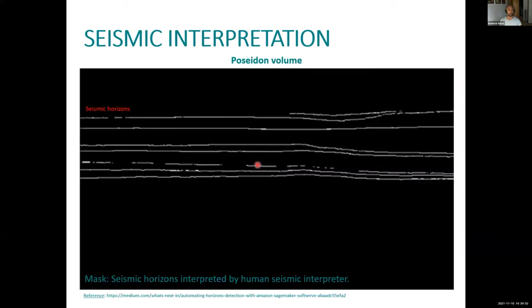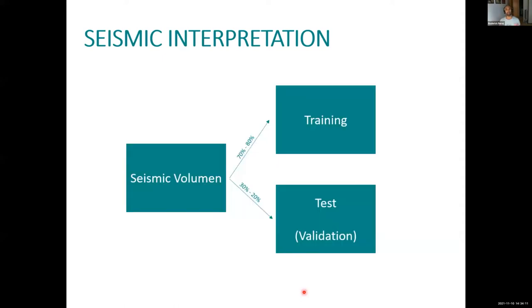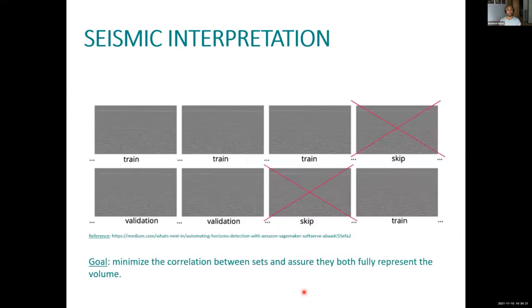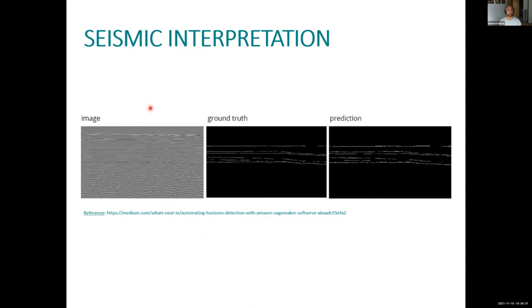And right now I'm going to share with you an example from the Poseidon volume. This is an example from the team from Amazon. And basically, everything starts when we take our seismic volume and divide it into a training group and a test group in order to validate, skipping some of the inlines. Then we can have the image, which in this case is where we're going to do the interpretation.